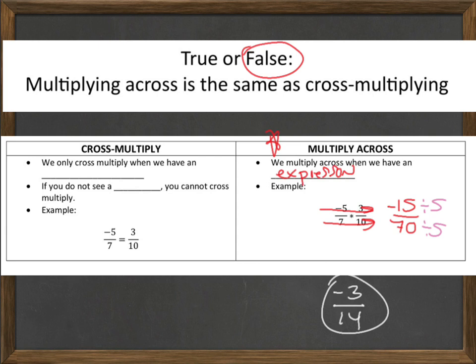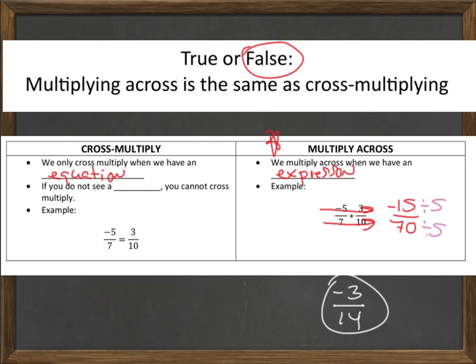Well, what do I mean by an expression? I literally just mean something like -5/7 times 3/10. It's different from an equation because the word equation sounds like equate, doesn't it? Meaning I have an equal sign.